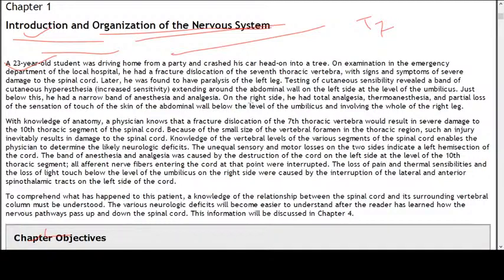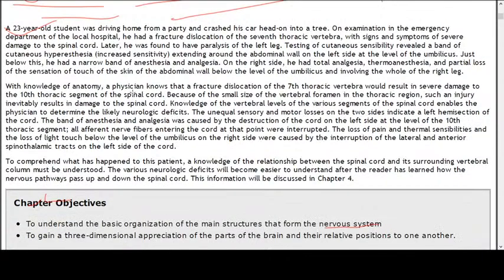On the right side he had total anesthesia, thermal anesthesia, and partial loss of the sensation of touch of the skin of the abdominal wall below the level of the umbilicus, involving the whole of the right leg. With the knowledge of anatomy, a physician knows that a fracture dislocation of the 7th thoracic vertebra would result in severe damage to the 10th thoracic segment of the spinal cord.